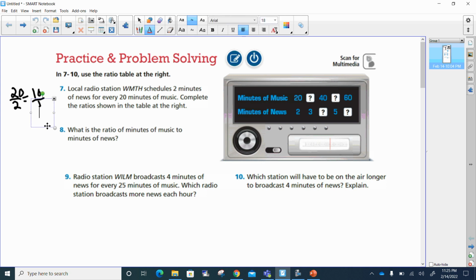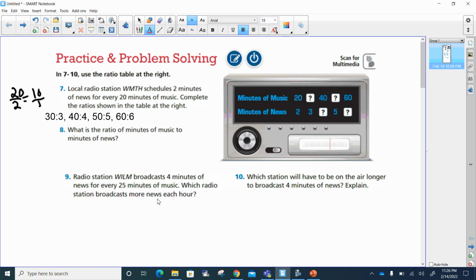When there's 30, there will be 3. When there's 40, there will be 4. When there's 50, there'll be 5. When there's 60, there'll be 6. All right. Radio station WILM broadcasts 4 minutes of news for every 25 minutes of music.